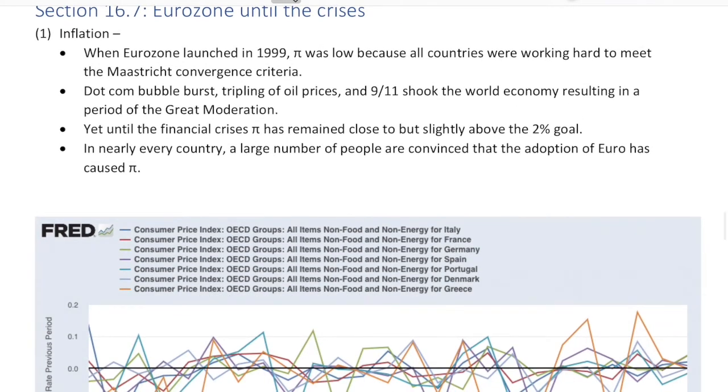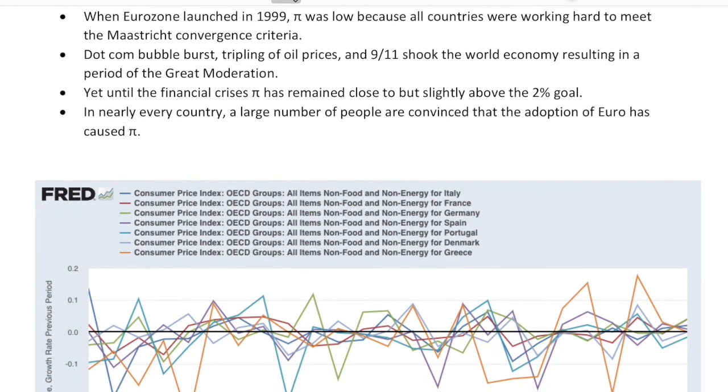Okay. So inflation, when the Eurozone was launched in 1999, inflation was low, of course, because that was one of the criteria, that inflation had to be no more than 1.5% greater than the average of the three lowest inflation countries. So all the economies were working hard to lower their inflation. So as you will see, let's see what the economies did to meet the convergence criteria.